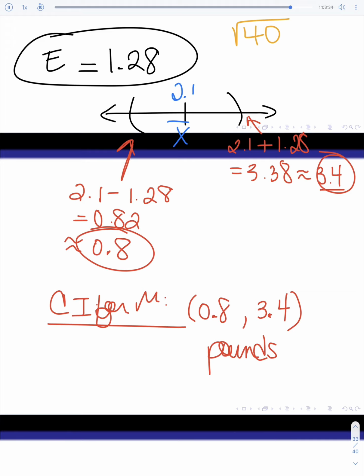Okay, the last type of problem we're going to look at is the problem using the minimum sample size formula.